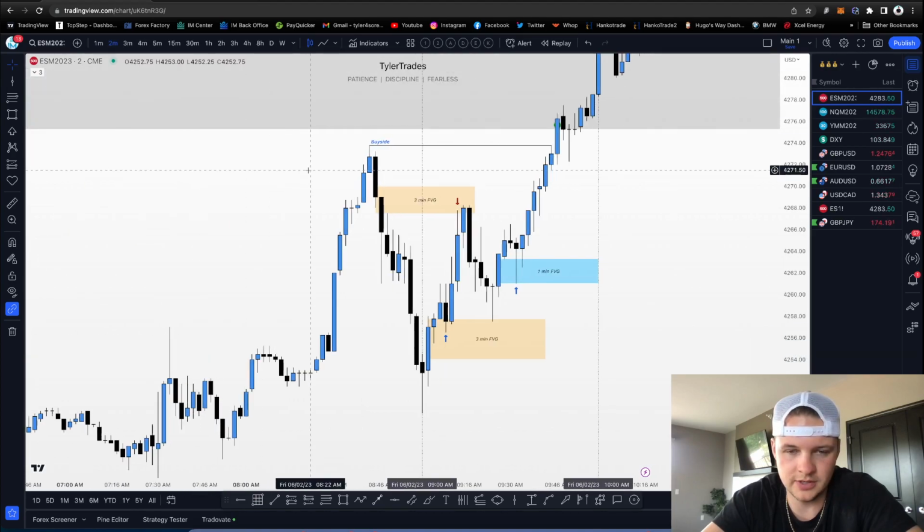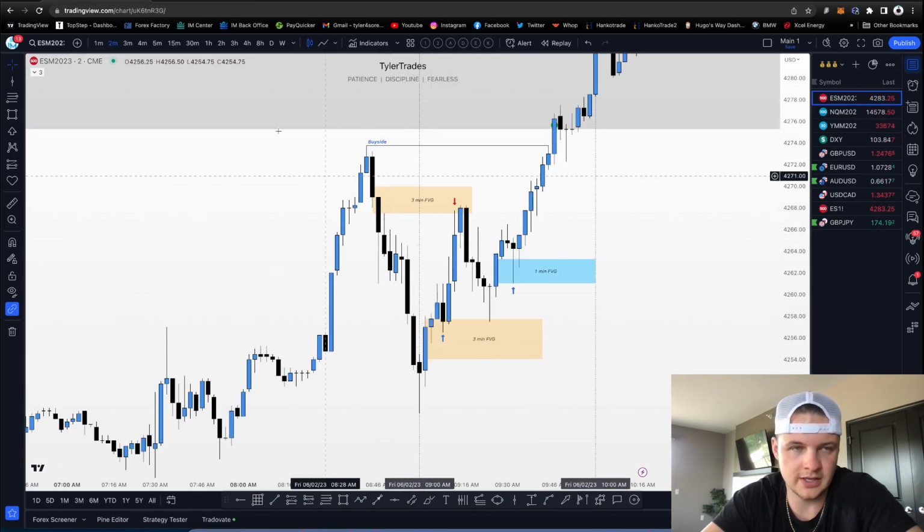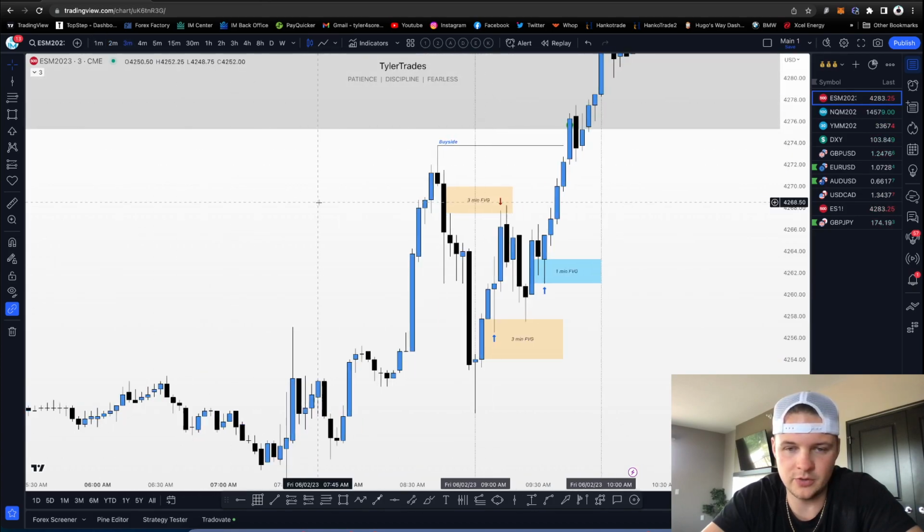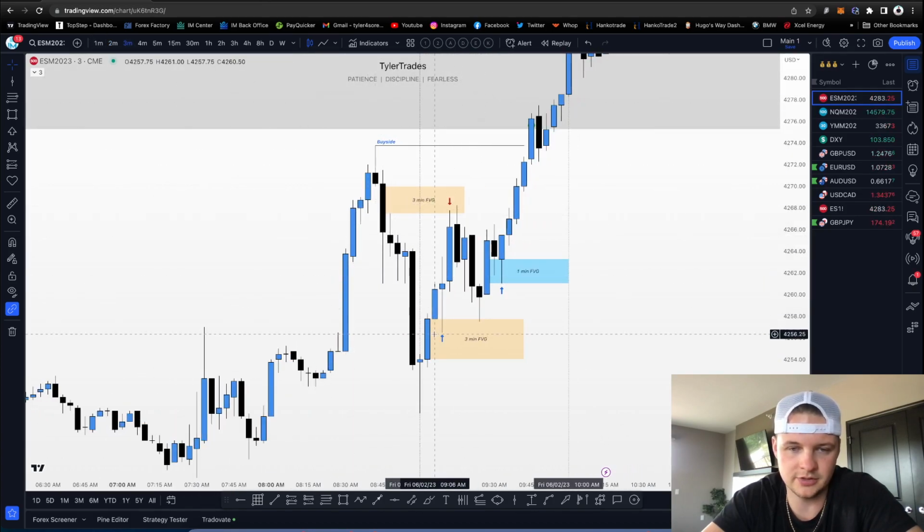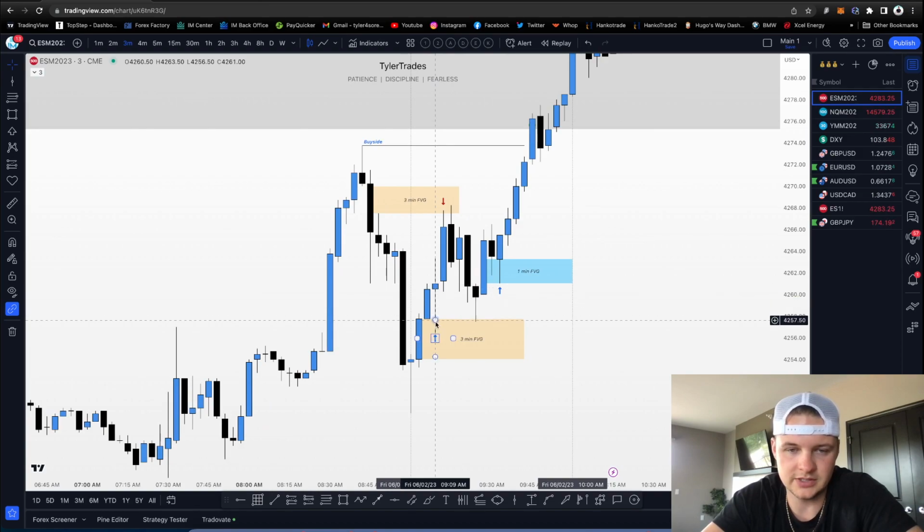And we'll look at the 2-minute. There's a 2-minute gap down here as well, but again, it didn't get traded back into. So the only way you would have been able to catch this would have been on this 3-minute time frame. So price comes down, taps into it. Let's say your entry was right here.